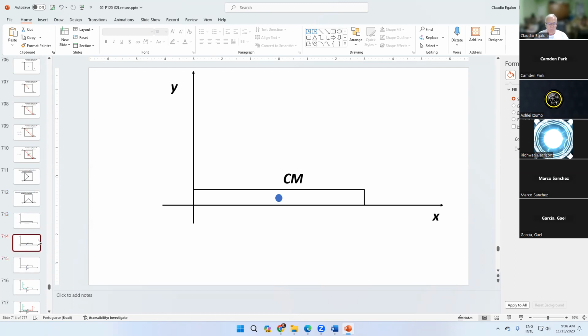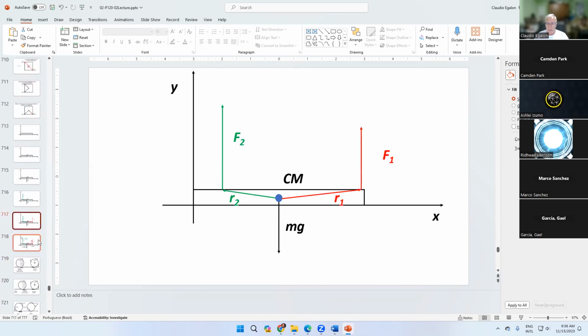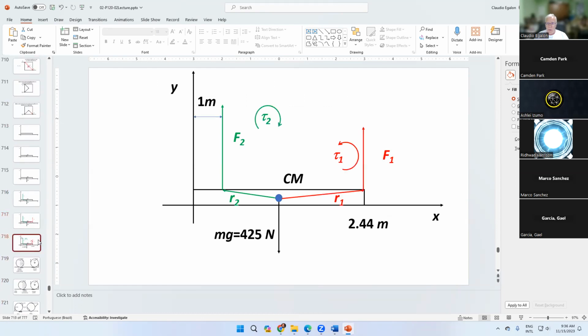And here what we have is the case of a rigid body as well, producing multiple torques. Okay, force 1, force 2, and the weight. This force 1 is producing a counterclockwise torque, a positive torque. This force is producing a clockwise torque. And it is with respect to this point of rotation here.